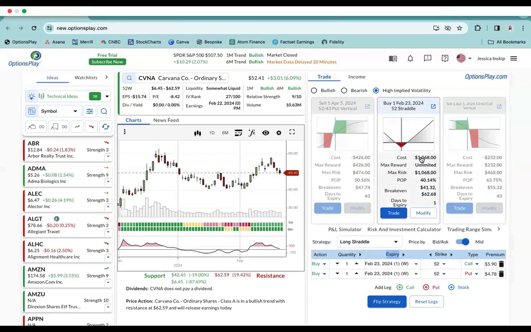So I'm going to grab my phone, get a little calculator. So I'd say 1068 divided by the last price, which is 52.41, and times 100, that's a 20% move. That is a very, very high move. Very interesting. Okay, so let's see what happened.